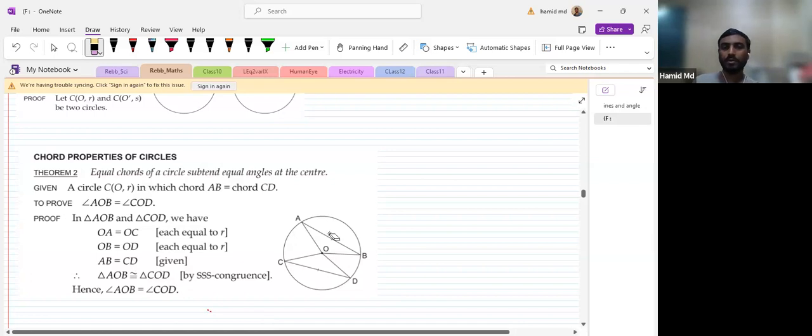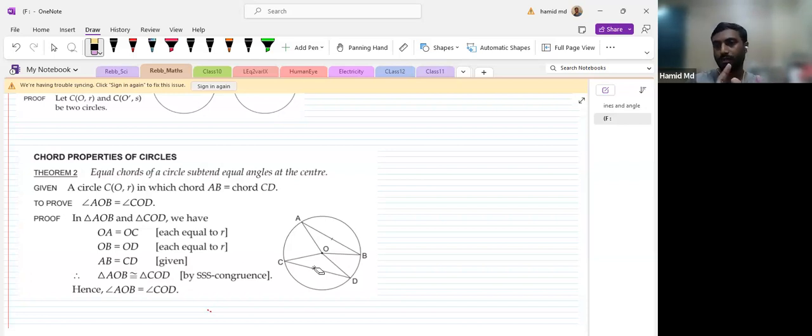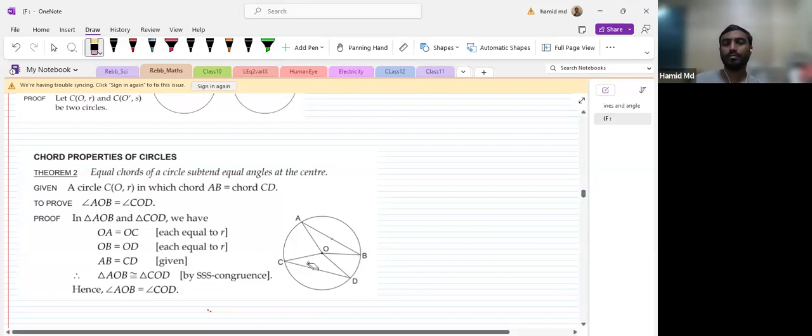If we are taking triangle AOB, the upper one, and triangle COD, the lower one, now we have to fix the known criteria: either all three sides, two sides and the included angle, or the RHS criteria. Whatever the criteria are, we have to see which one is going to be fixed. So here we see that OC and OA, and OB and OD are radii of the circle, so their lengths are equal.